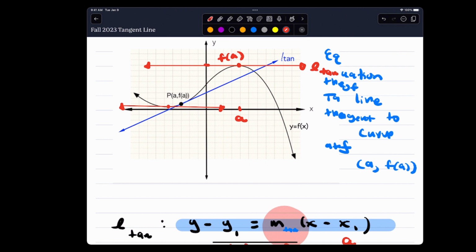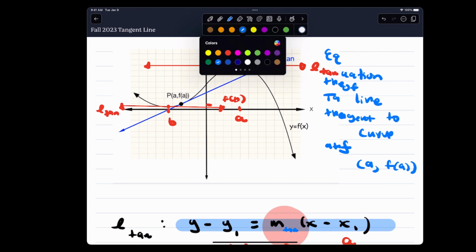Here's another horizontal tangent, and maybe we call that B and f of B. It doesn't really matter. The point I'm making is curves can have horizontal tangent lines. If you have a horizontal tangent line, it's just a horizontal line through the points, kissing the curve at particular locations.